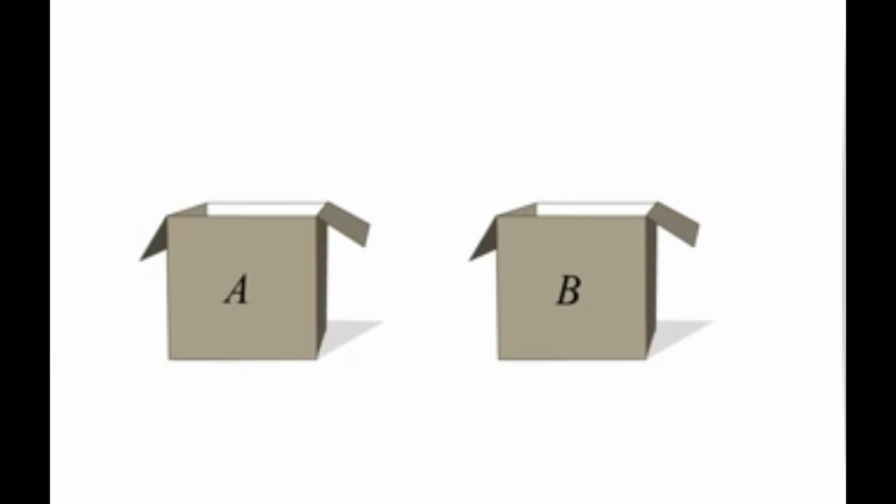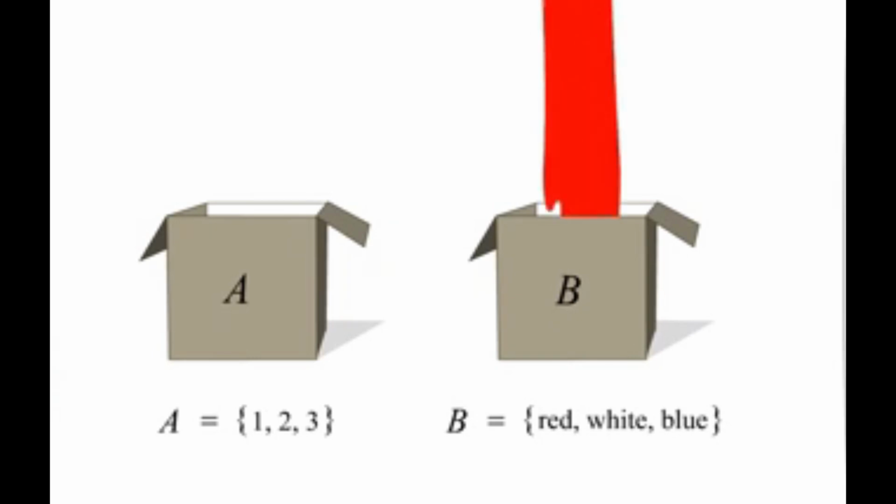We define a set by specifying all its members. There are several ways to do this. One way is by writing a list of all the members of the set, separated by commas, and enclosing the list in curly brackets. For instance, we can define set A to be a set whose members are the numbers 1, 2, and 3. Or we can define set B to be the set whose members are the colors red, white, and blue.